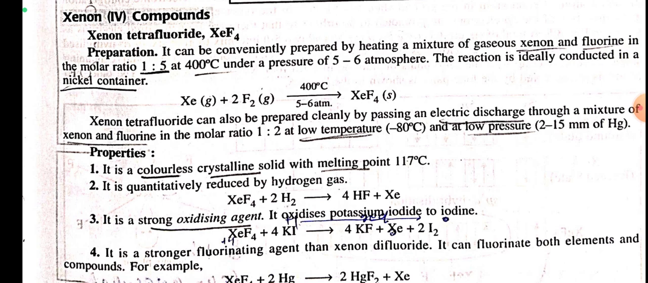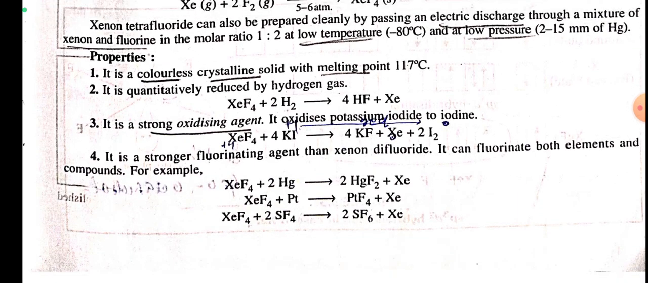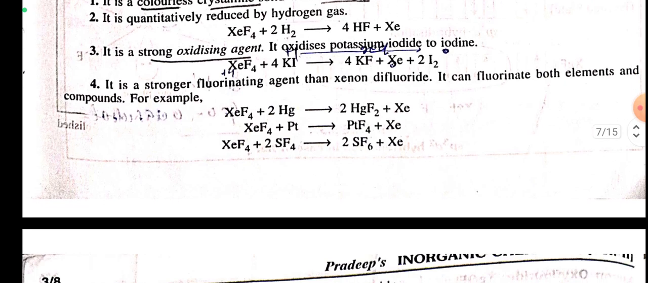Xenon tetrafluoride can also be prepared cleanly by passing an electric discharge through a mixture of xenon and fluorine in a molar ratio 1:2 at low temperature and low pressure. It is a colorless, crystalline solid with melting point 117 degrees Celsius. It is quantitatively reduced by hydrogen gas. It is a strong oxidizing agent.